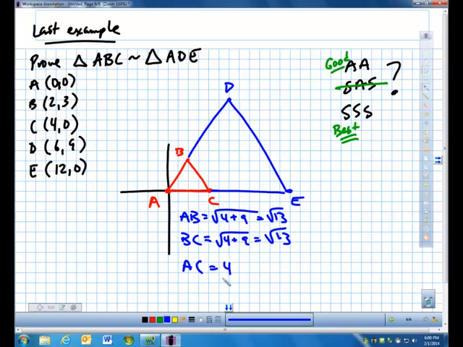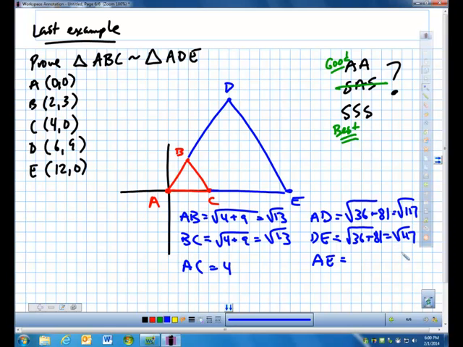Now I'm going to look at the corresponding parts in the big triangle. So AD, DE, and then AE. For AD, that's 6 minus 0, which is 6, squared is 36, and 9 minus 0 is 9, squared is 81. 36 and 81 is the square root of 117. For DE, 12 minus 6 is 6, squared is 36, 0 minus 9 is negative 9, squared is 81, 36 and 81 is the square root of 117. And AE, again, that's a horizontal line, just count over there and I get 12 units.